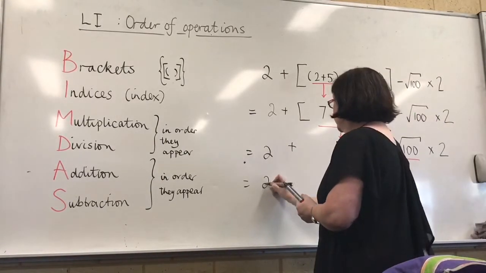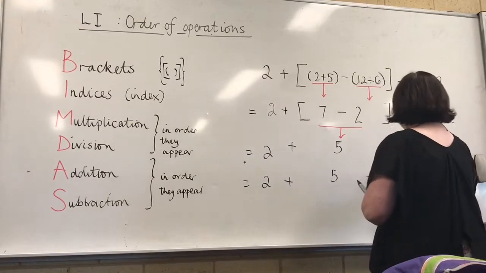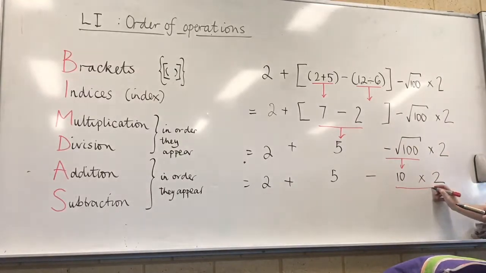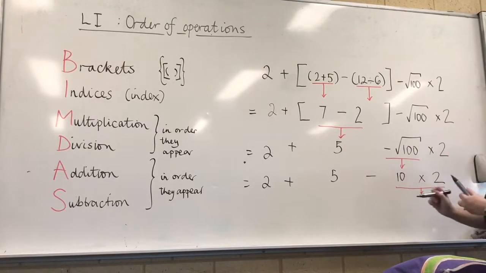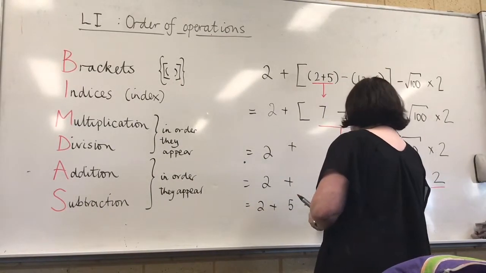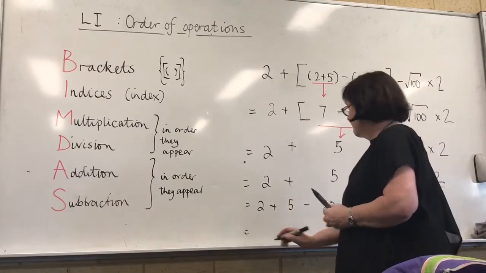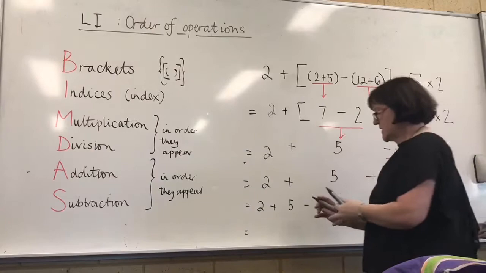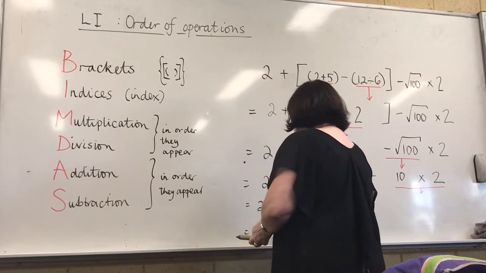And we've also got 2 plus 5, take 10 times 2. What would we deal with then? Times. Yep, the multiply. So 10 times 2 is 20. So we're left with 2 plus 5, take 20. Because we've got addition and subtraction, we do it in order. 2 plus 5 is 7, take 20 is? Negative 13. Negative 13, well done. So our answer is negative 13.